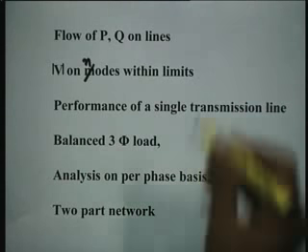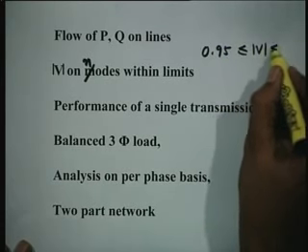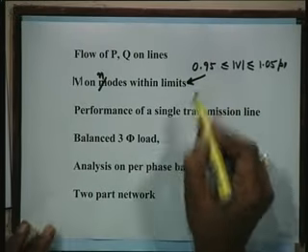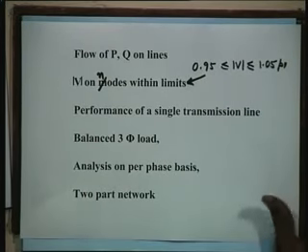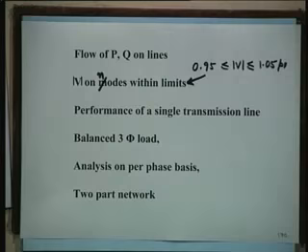What are the limits? 0.95 per unit, 1.05 per unit. This is the limit. You can't vary voltage beyond this, lower than 0.95 or higher than 1.05, 5%. Voltage is supposed to be constant. Performance of a single transmission line we will study, because it is easy, because principles are same, whether it is a single, whether it is a double or anything. We will consider balanced 3-phase load, because most of the time loads are balanced.